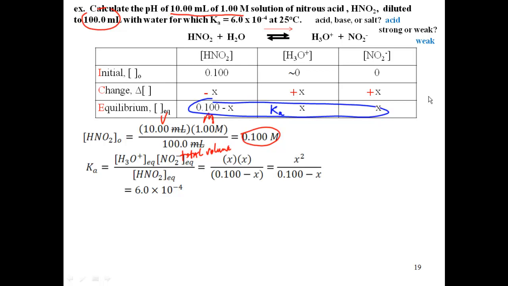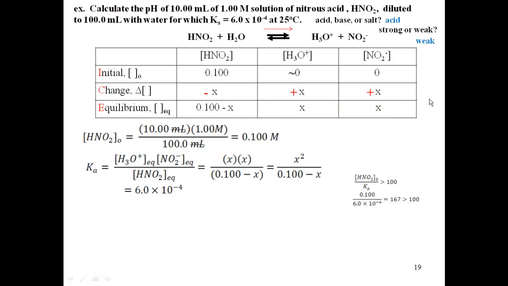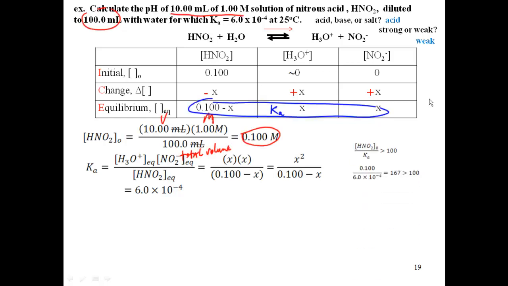Do the quadratic formula, or I can check to see if I can get rid of that minus X. That's your concentration of your acid divided by your Ka, which in this case is 0.1 divided by 6 times 10 to the negative 4th, which is equal to 167. Is that greater than 100? Yes. Therefore, we can neglect X. We're saying X is much smaller than 0.1, which means I can get rid of the minus X.